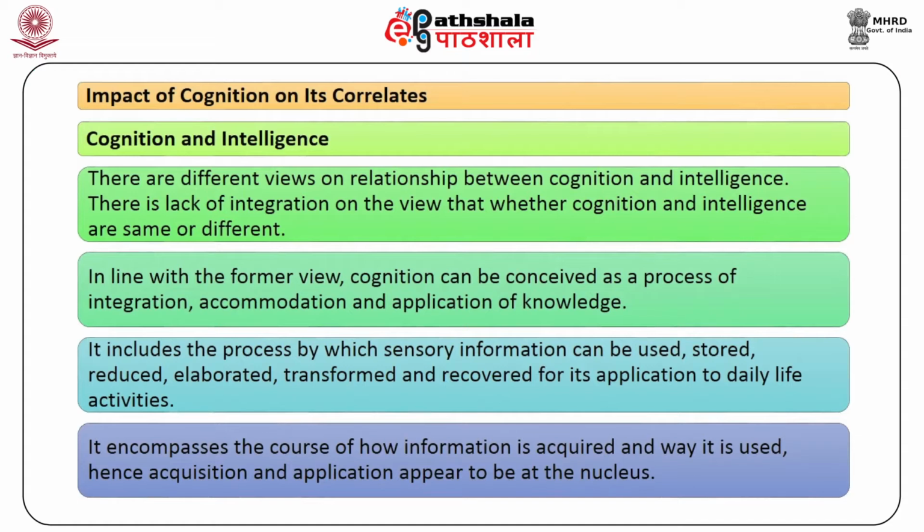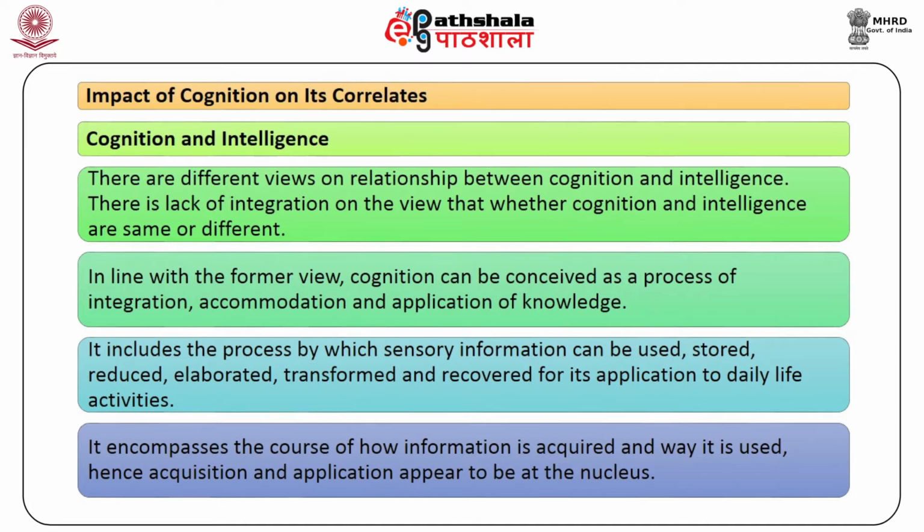Impact of cognition on its correlates. Cognition and intelligence. There are different views on relationship between cognition and intelligence. There is lack of integration on the view that whether cognition and intelligence are same or different. Majority of the researchers believe that a thin line of difference does exist.